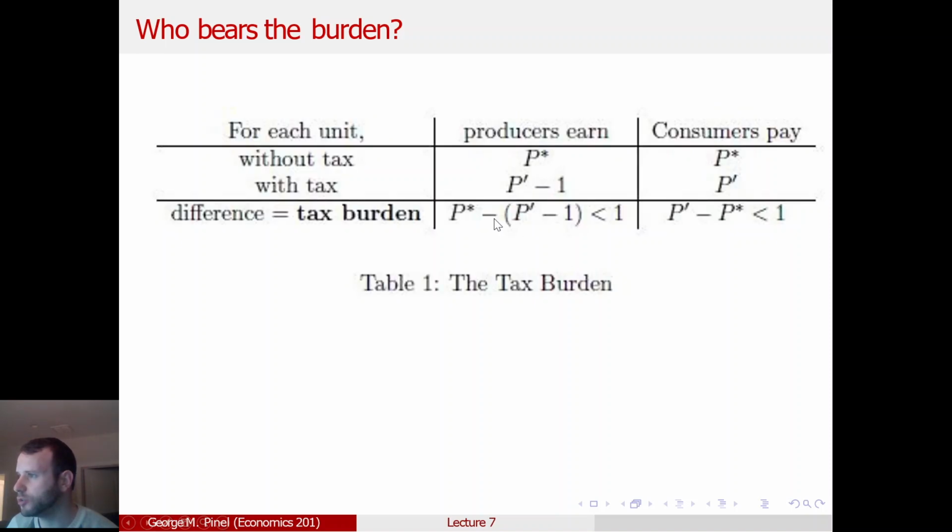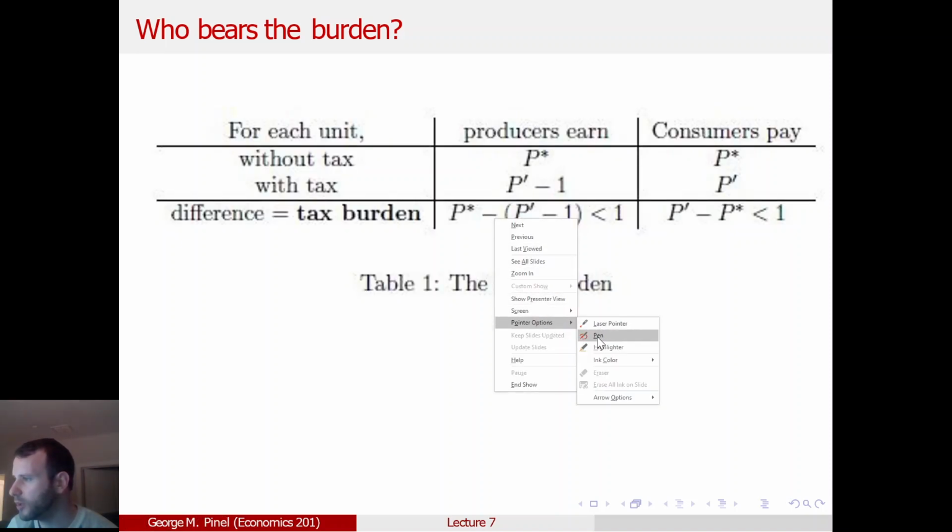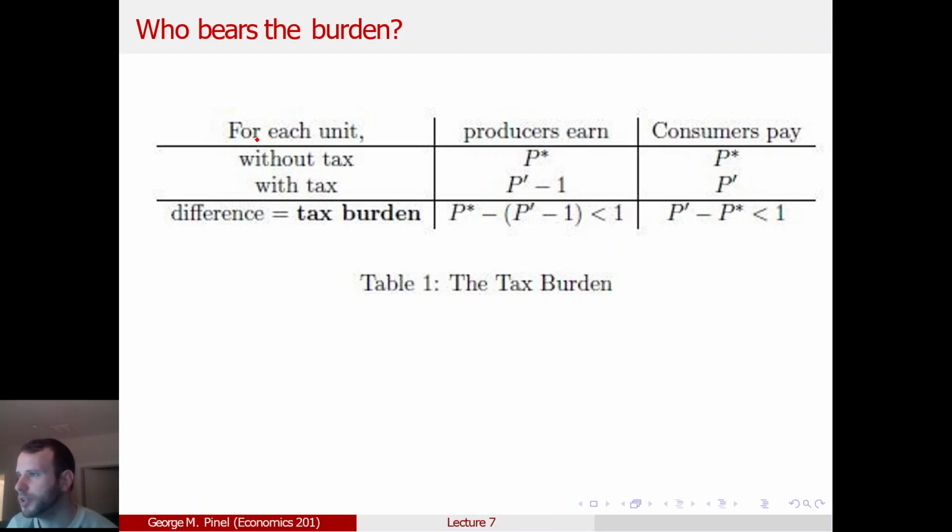If we're using the $1 tax, if we're being consistent, I had this little chart here. For each unit, without the tax, the old equilibrium price was P star for producers, and consumers paid P star. Now, with the tax, producers are getting P prime, the new equilibrium price, but they have to give away $1 of tax. Consumers are paying P prime.